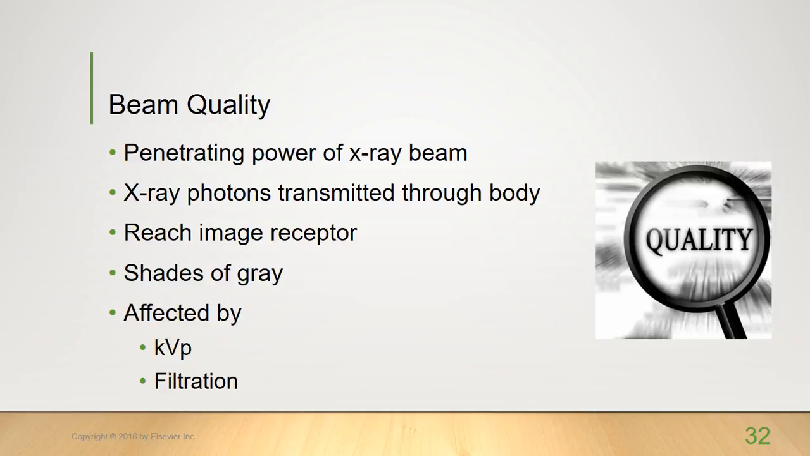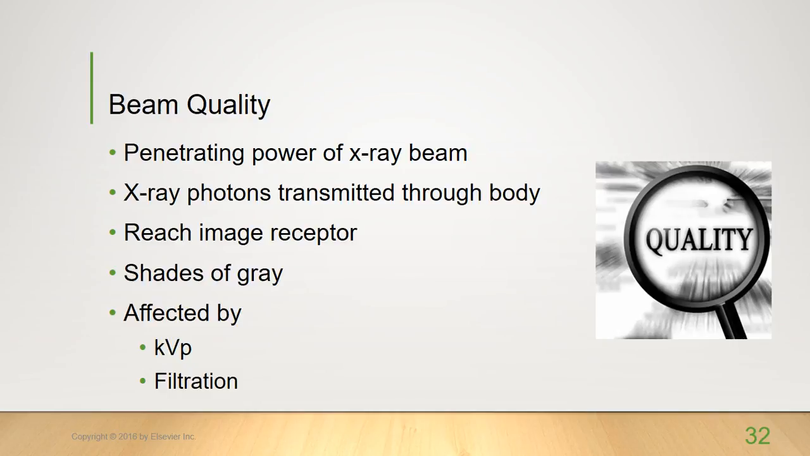It is desirable for some of the X-ray photons to penetrate the anatomic area of interest, or you wouldn't get an image. So you have to have it hit the patient, go through the patient, and reach a receptor that's under or behind the patient. Photons that reach the image receptor create the dark shades of the image. So if no photons reach it, those are the light or the clear areas of the image. Both of these create shades of gray, and that's what makes the image and provides contrast.